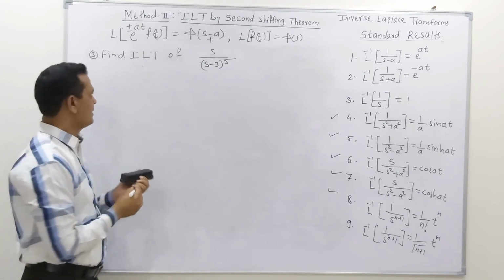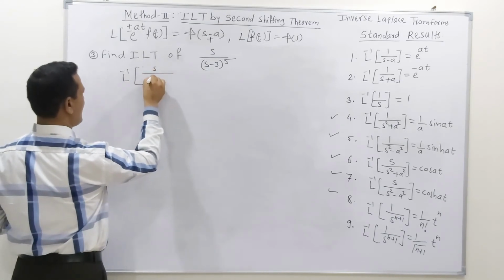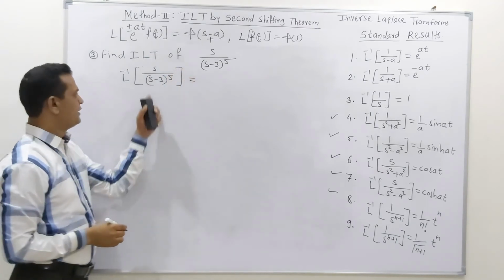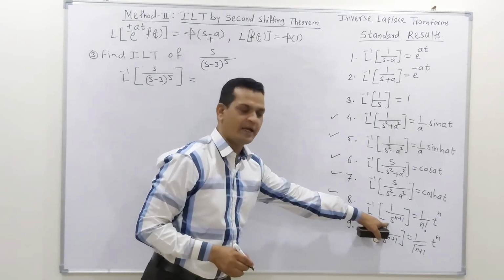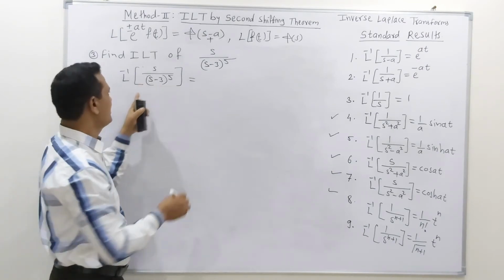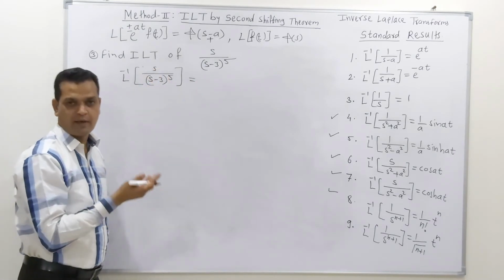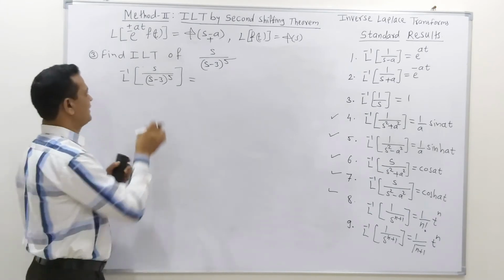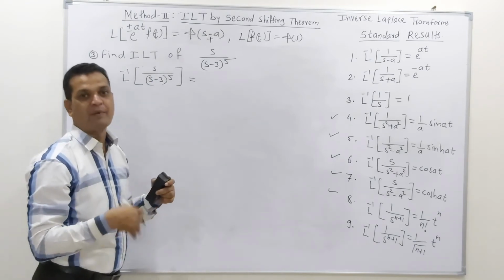Now friends, observe that if we take the inverse Laplace transformation of this term, s upon (s minus 3) raised to 5, then here the denominator is in our standard form. So this is the type of result number 8. The constant 3 is subtracted from the parameter s, so we can easily apply the second shifting theorem. But in the numerator the parameter s is also present. So to apply the second shifting theorem, we have to adjust the term in such a way that 3 gets subtracted from the parameter s in the numerator as well as the denominator.